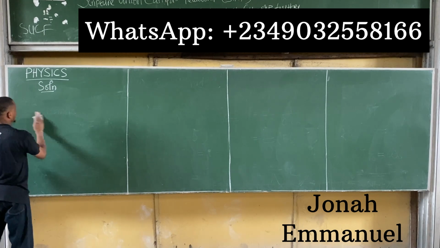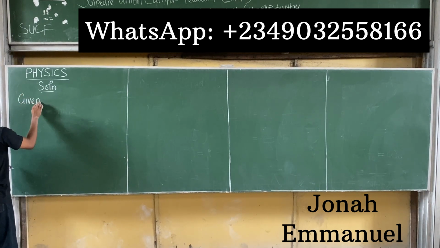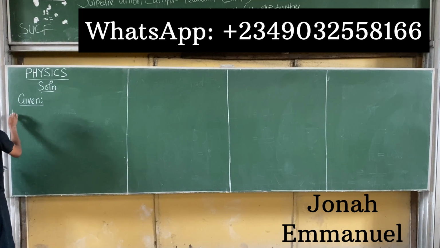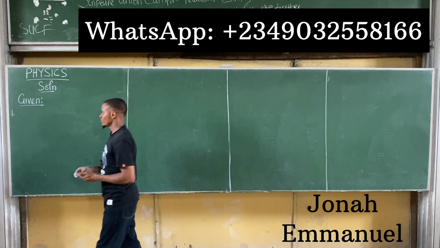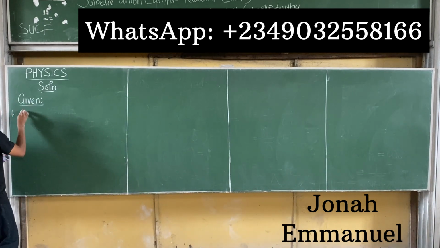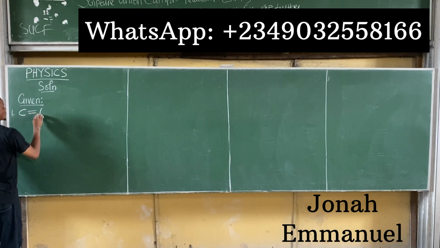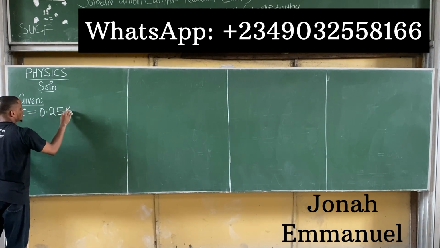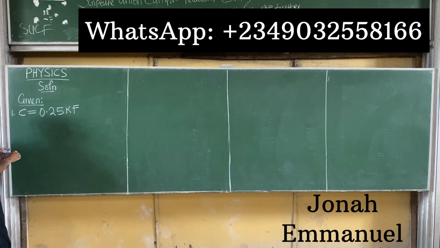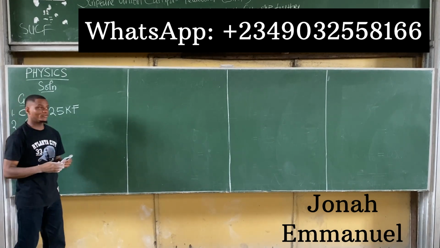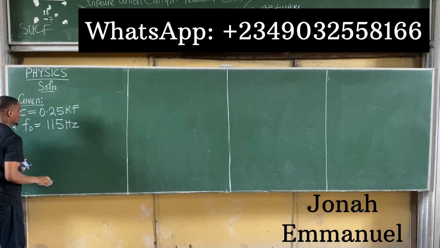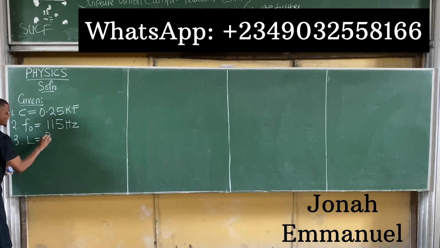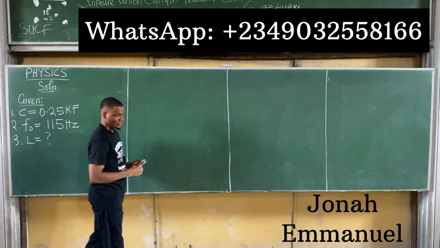As always, our first task would be to list out the given parameters. What's the first thing I'm given there? We are asked to find the inductance of a circuit having a capacitance C equal to 0.25 kilofarad, which has a resonance frequency F naught equal to 115 hertz. You have to find the value of the inductance. The inductance is unknown.